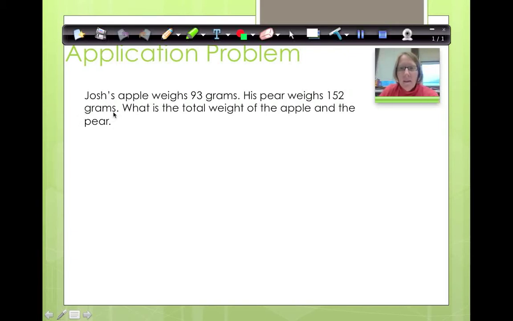Right off the bat, I would like you to use a tape diagram to show your work. I try to figure out, if we're finding the total, we have the apple and the pear. Are we going to add, subtract, multiply, or divide? That's right, we're going to add. So use the tape diagram to show your work, pause the video, and give it a shot.